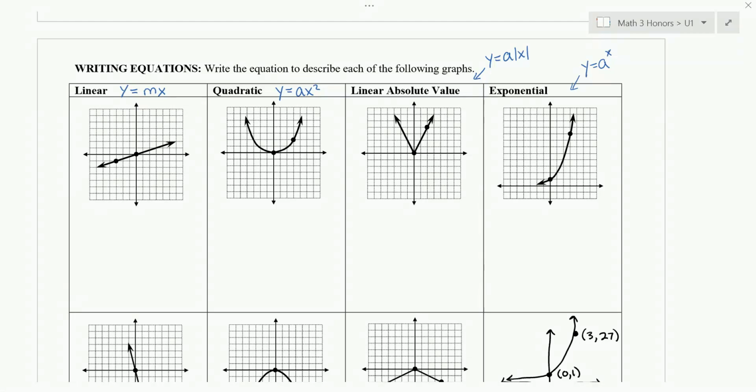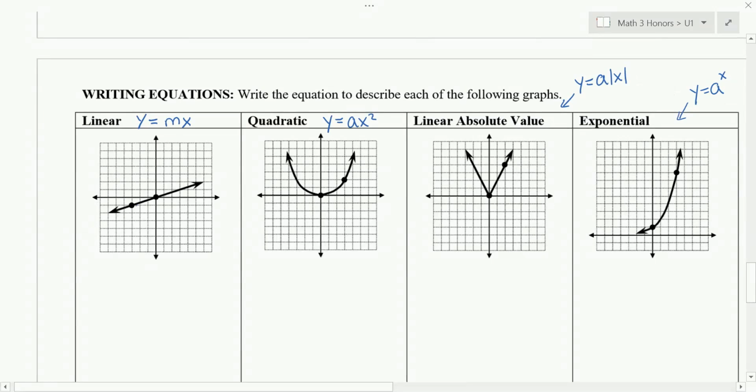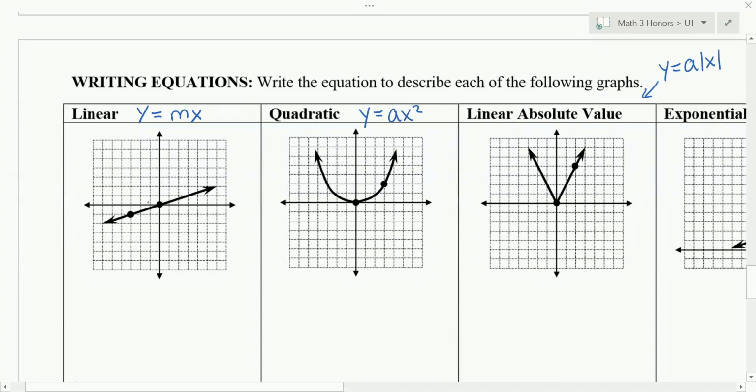So for the line, we just look at the slope. If you find 2 points on your equation and count what's the rise over the run, it's going to give you the slope. So what's our slope here? Up 1 over 3, so our slope is 1/3. And so our equation is y equals 1/3 x.